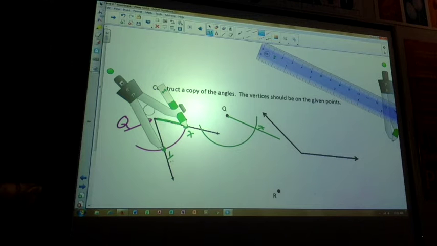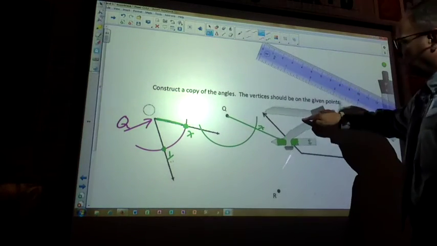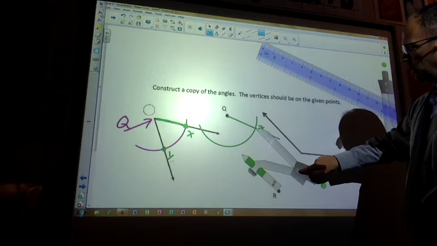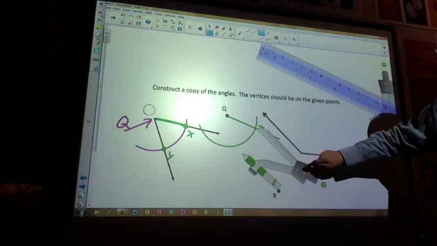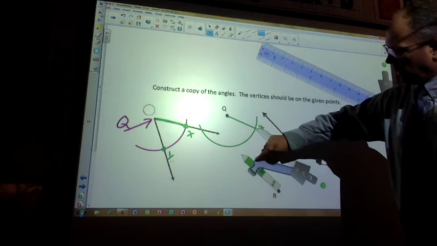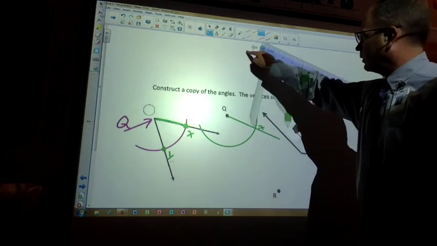Does that make sense how I'm saying that? I'm going to keep my compass the same. I can rotate it around a little bit to make this a little better for me. Because I've already established point X, I'm going to put my point on point X, and now I'm going to swing an arc. Uh-oh, I got to goop that up. Sorry about that.